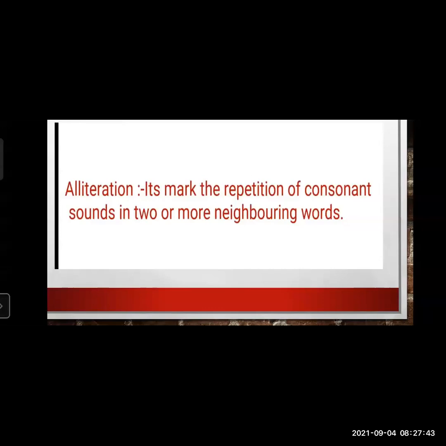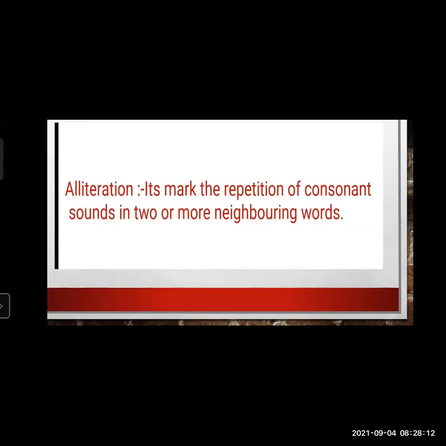The difference between alliteration and repetition is that alliteration is repetition of consonant sounds in neighboring words. Students, listen: repetition of consonant sound means alliteration, but repetition means the repetition of the word. When the word is repeated again and again, you can say there is a use of repetition. So remember, repetition is the repetition of words and alliteration is the repetition of consonant sounds of neighboring words.